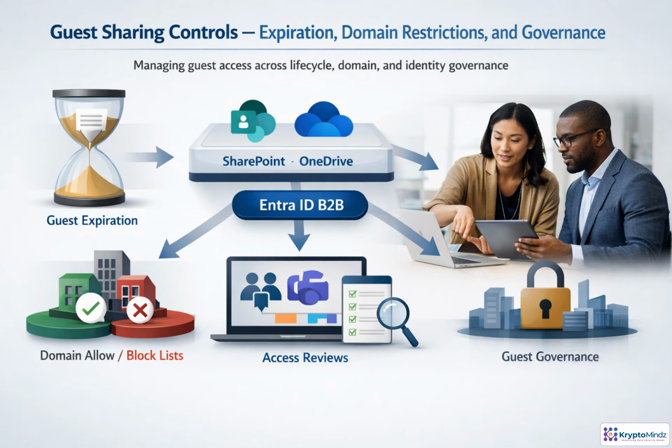Guest sharing works best when it follows a clear life cycle. First, decide which external organizations are trusted, using allow lists or block lists for partners, vendors, and contractors. Then align SharePoint and OneDrive sharing with Entra ID B2B collaboration rules. Next, set expiration, so guest access ends when the engagement ends, instead of lingering indefinitely. Finally, use access reviews for active sites, groups, and Teams-connected workspaces. The goal is not to stop collaboration. It is to make external access intentional, time-bound, and regularly validated by the business.